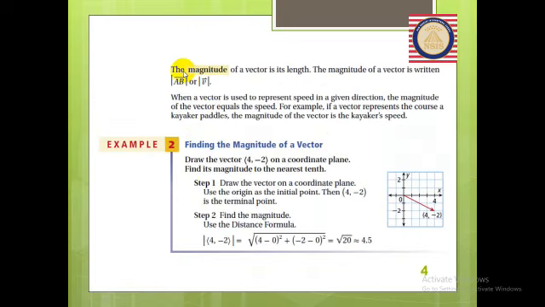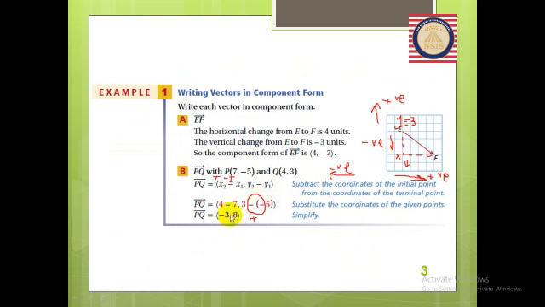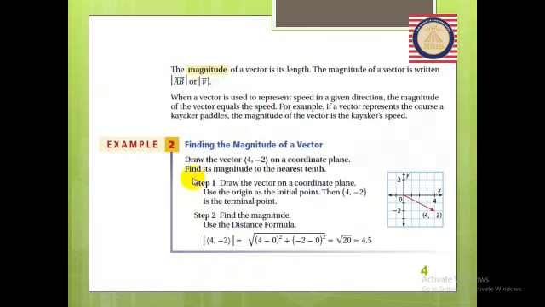Now we're going to take another new definition, the magnitude. What's the meaning of the magnitude of the vector? It is the length. We said that in this vector, this is the component of the vector. But what about its length? What is the length of PQ? The length here is the magnitude. So the magnitude is the length.